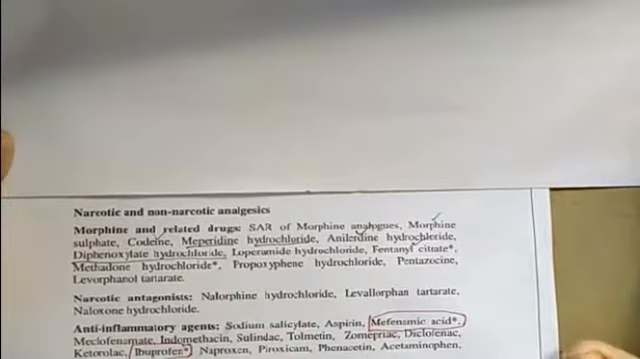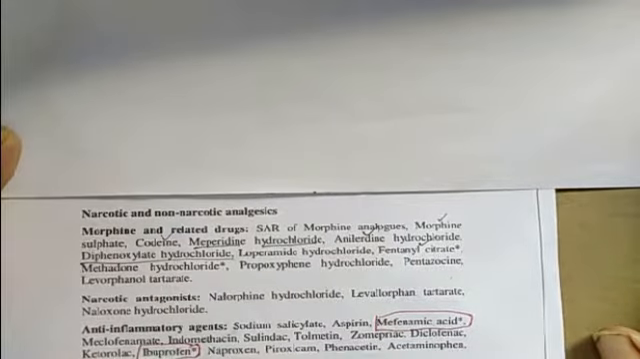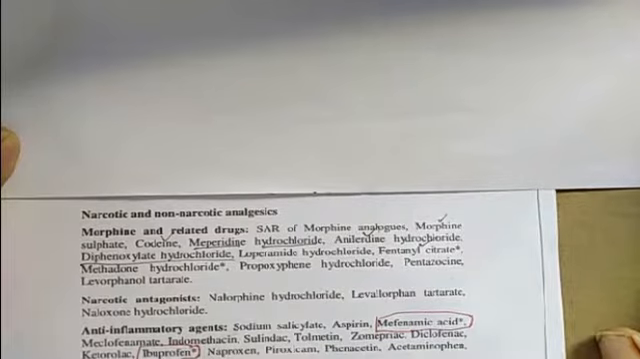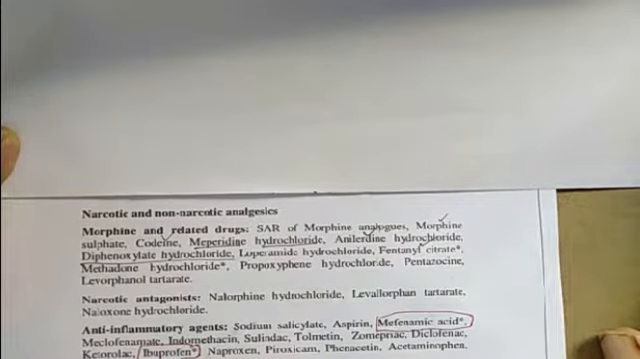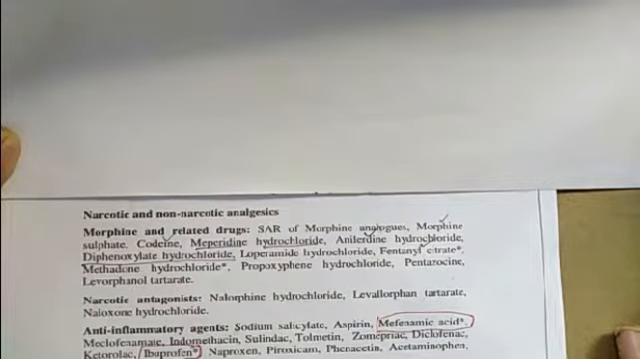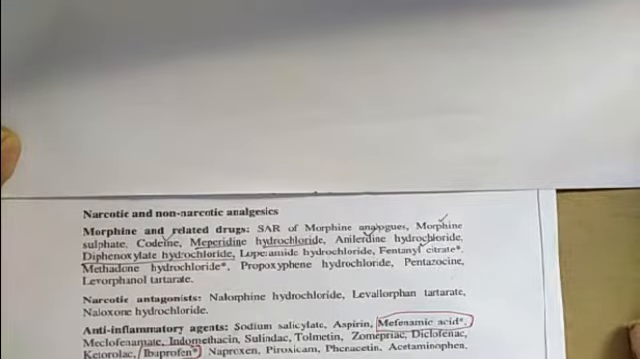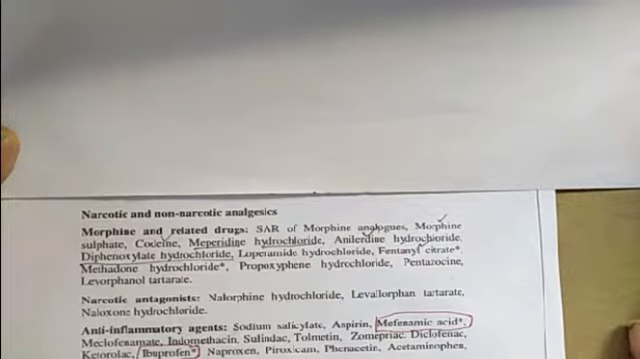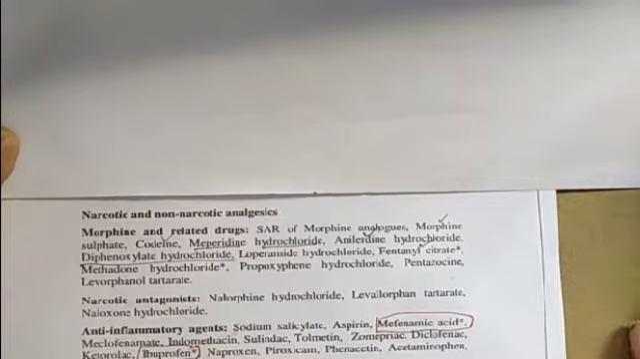So in this class we are going to discuss various drug profiles. As per the syllabus you must know the structure and uses of the following drugs: morphine sulfate, codeine, meperidine hydrochloride, anileridine hydrochloride, diphenoxylate hydrochloride, loperamide hydrochloride, fentanyl citrate, methadone hydrochloride, propoxyphene hydrochloride, pentazocine, levorphanol tartrate.